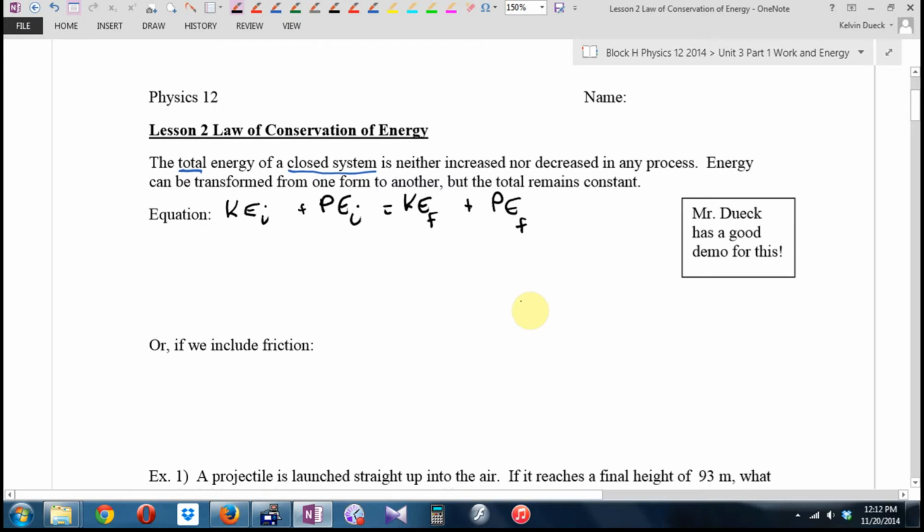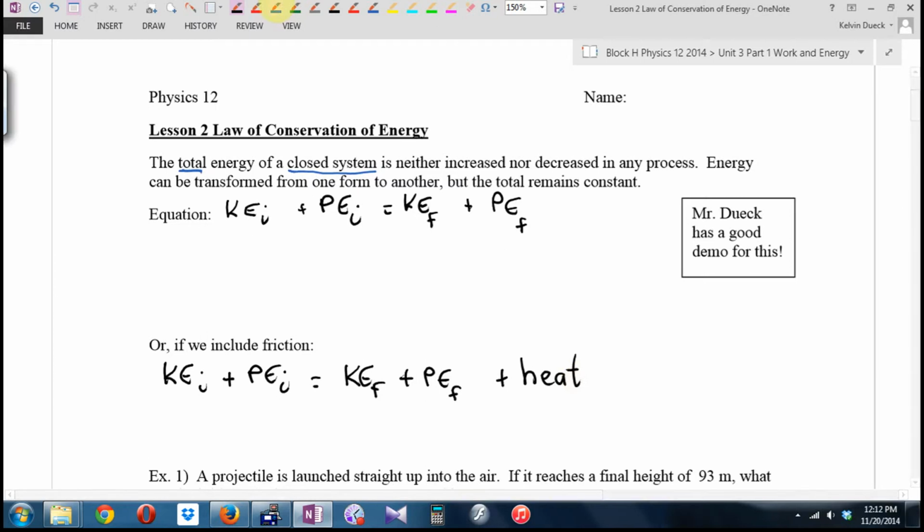Or if we include friction, the amount of energy that you have at the beginning has to equal the amount of energy you have at the end. But if it doesn't, you lost whatever was left over to heat. Well, heat and sound and other dissipative energies, but we'll just lump that all together into heat.